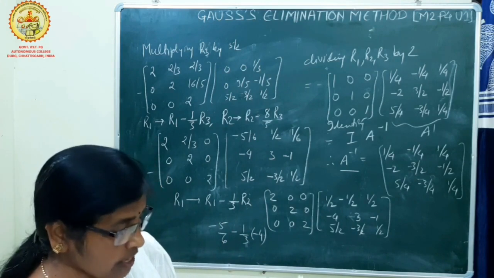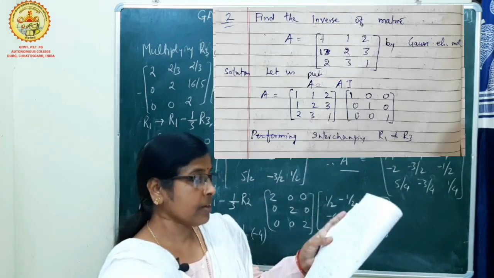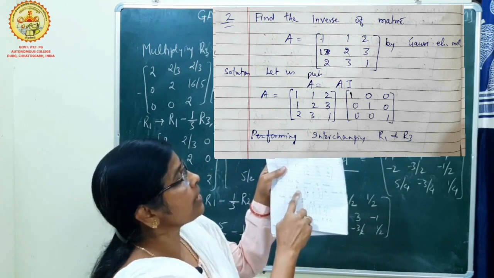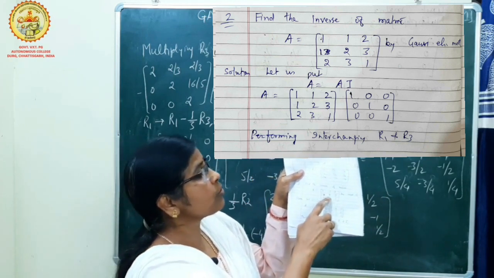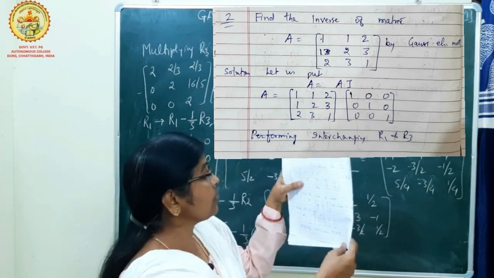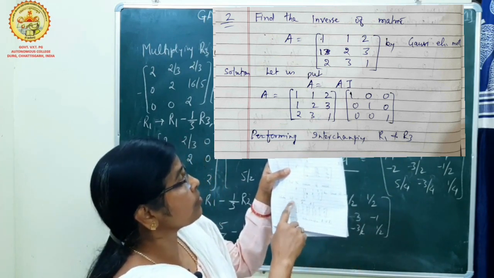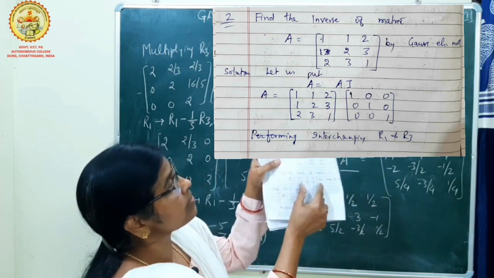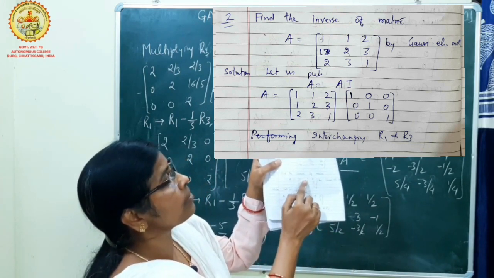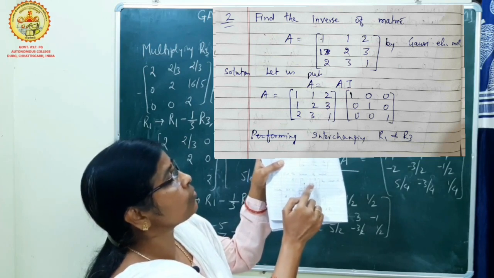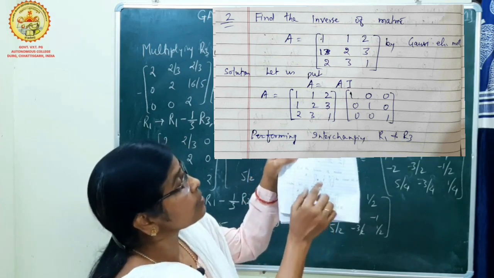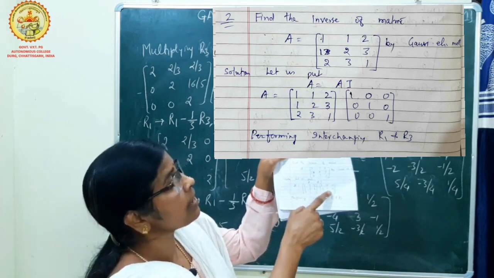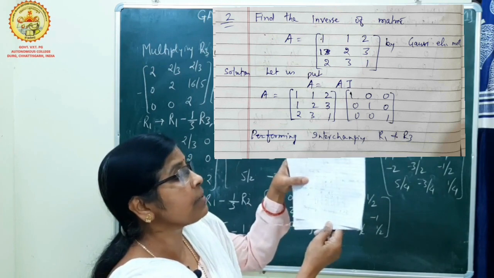Now we have another example. Here we take A equal to 1 1 2, 1 2 3 and 2 3 1. So let us put A equal to AI, the formula. The value of A is given: A equal to 1 1 2, 1 2 3, 2 3 1. Substituting the value of A in the formula, A equals AI, where I means the identity matrix.